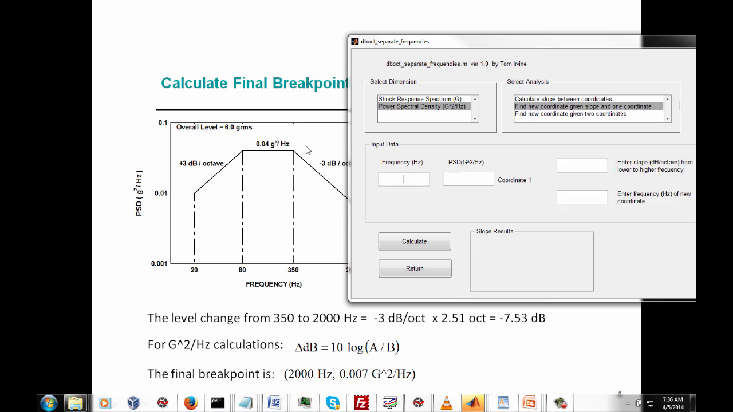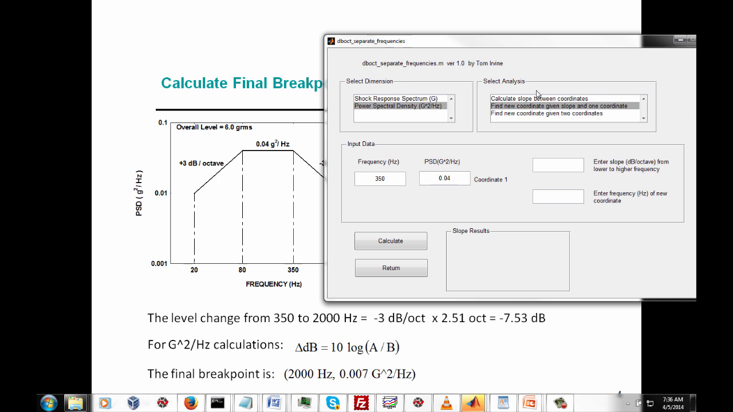So this known breakpoint here is 350 hertz with 0.04, and the slope, dB per octave slope from the lower frequency to higher frequency is going to be -3, and the new coordinate is going to be 2000 hertz. And as we do that calculation, we see that at 2000 hertz, the final breakpoint to 3 decimal spots is 0.007 g squared per hertz.